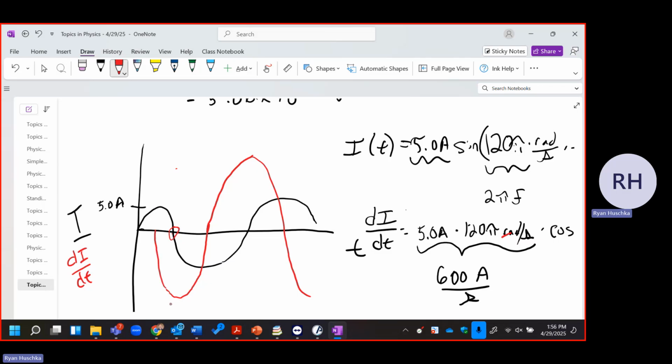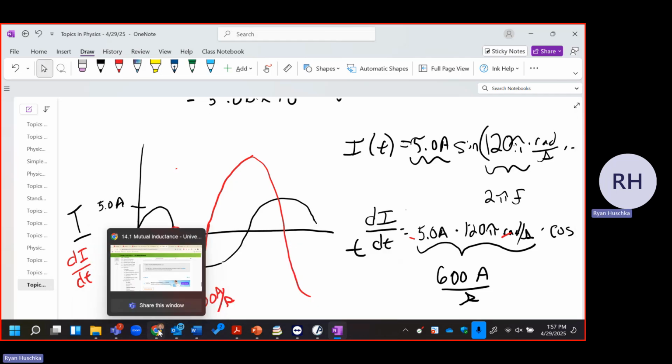All right, so what are we looking at? We're looking at that part right there. That's why we'd get the negative in there. This value right here would be the negative 600 amps per second. Take that times your inductance, and you know what your max EMF would be.